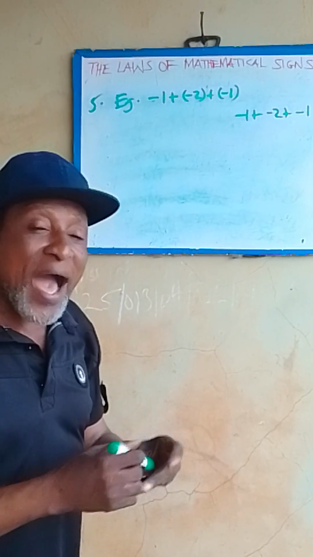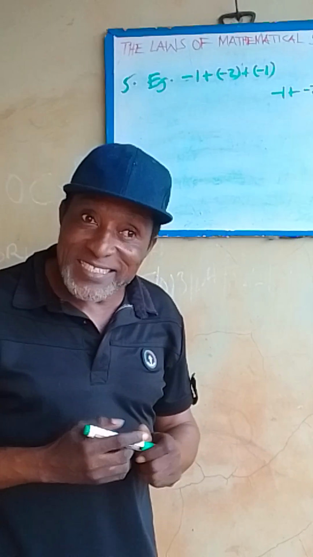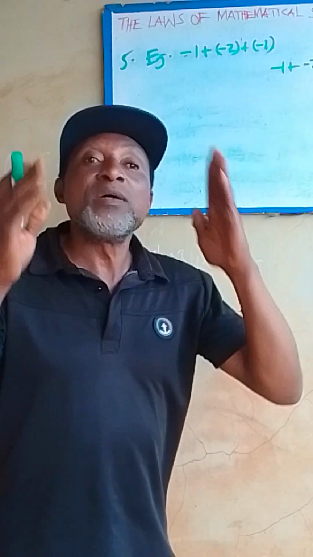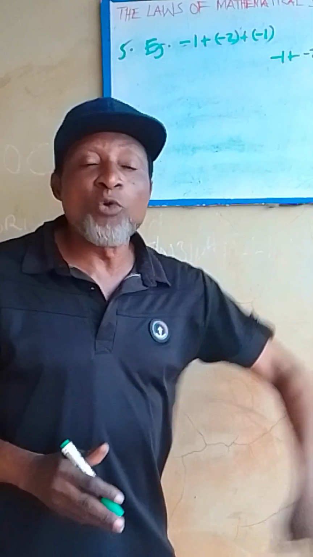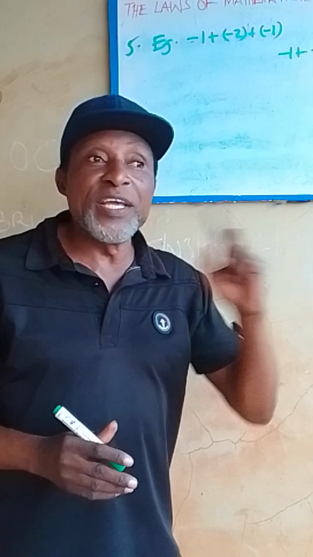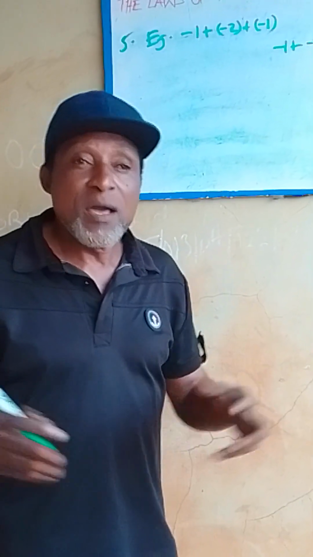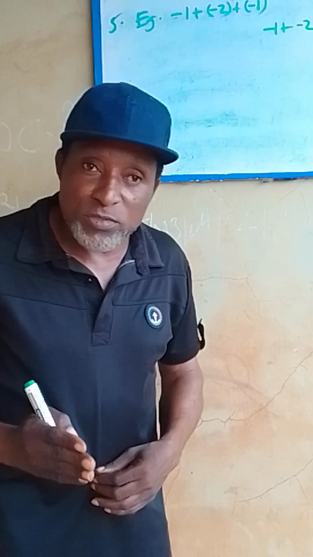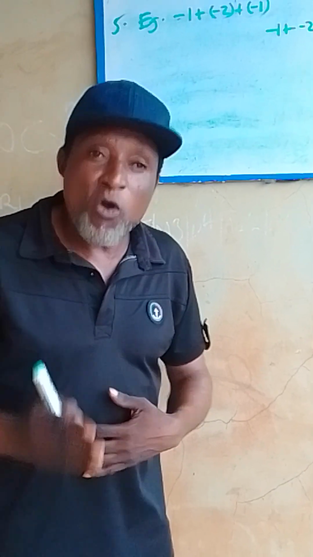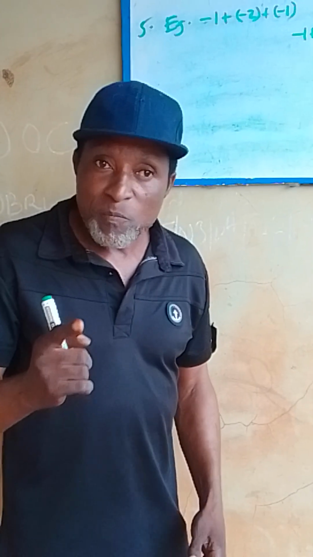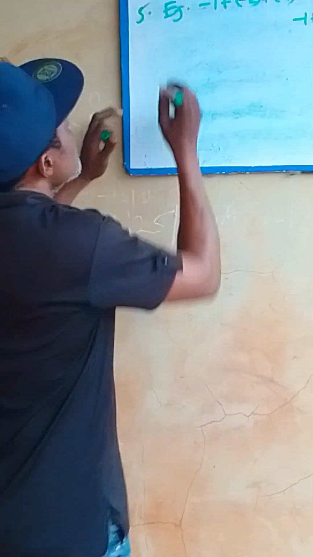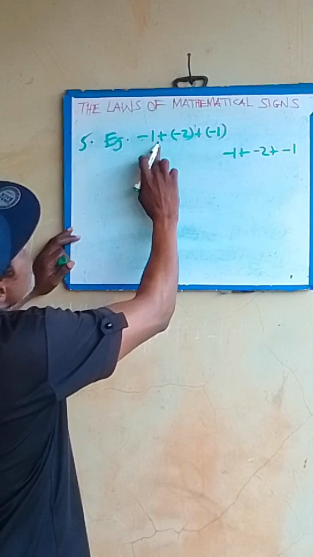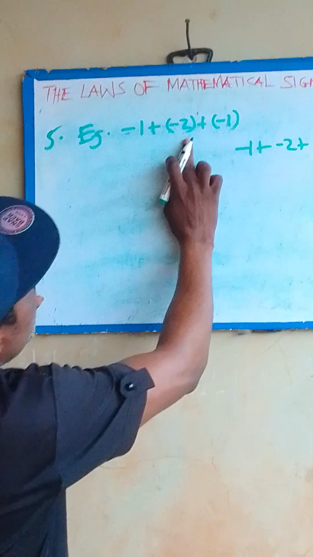And we are told that when you are adding negative numbers, the law states that when negative numbers are added together, the result will be negative. Note the original operation you are doing is addition. So what you do in this case is add all the numbers, but let the result of the addition be negative. That is to say, we are going to add this minus 1, minus 2, and minus 1.